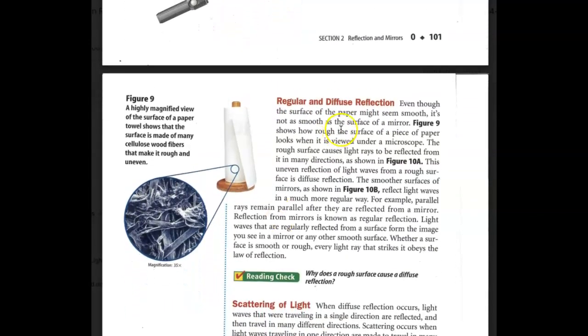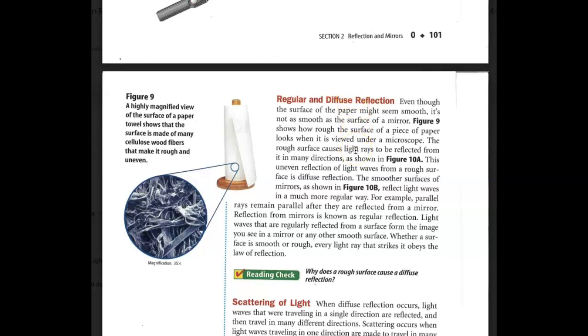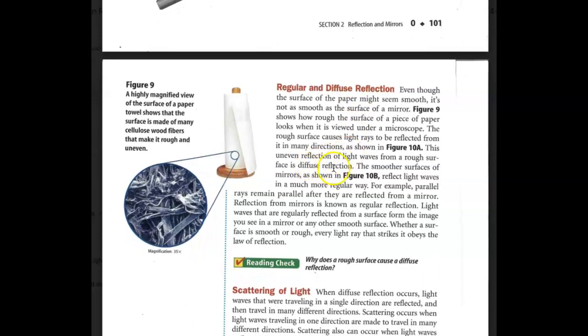Regular and diffuse reflection. Even though the surface of paper might seem smooth, it's not as smooth as the surface of a mirror. Figure 9 shows how rough the surface of a piece of paper looks when viewed under a microscope. The rough surface causes light rays to be reflected from it in many directions, as shown in figure 10a. This uneven reflection of light waves from a rough surface is called diffuse reflection.